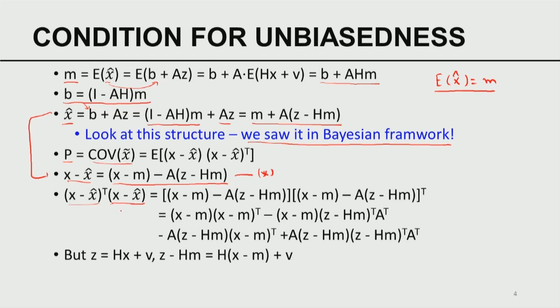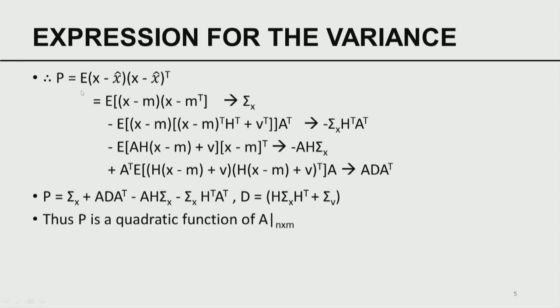You multiply the two terms and simplify, and as a result there are four terms that affect the inner product of x minus x hat transpose times x minus x hat. Again, z is equal to H x plus v. So z minus H m is equal to H of x minus m plus v. Again, there is a lot of algebra in here. If I substitute this expression in here for z minus H m, P is equal to the expected value of the product x minus x hat times x minus x hat transpose.